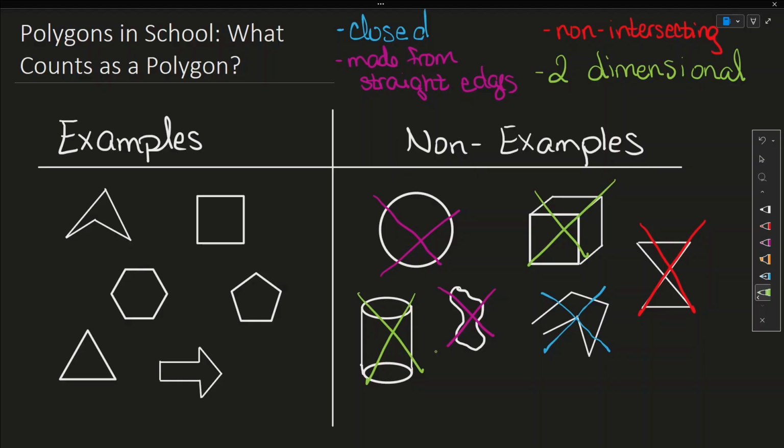You don't need to memorize every possible shape. What matters most is learning to ask, is it closed? Is it flat? Is it made of straight line segments? And do the edges avoid intersecting? That is mathematical thinking.